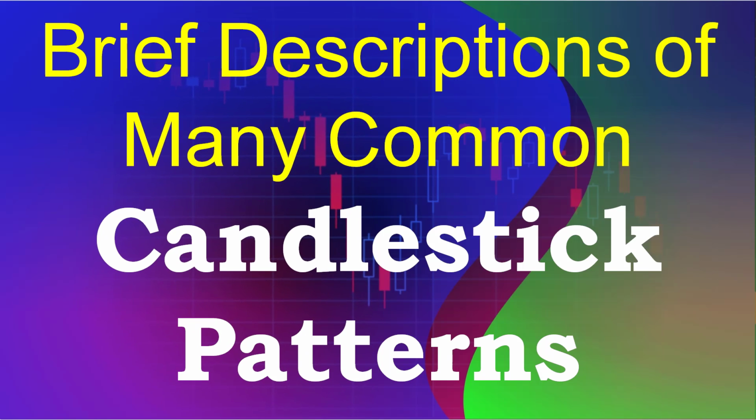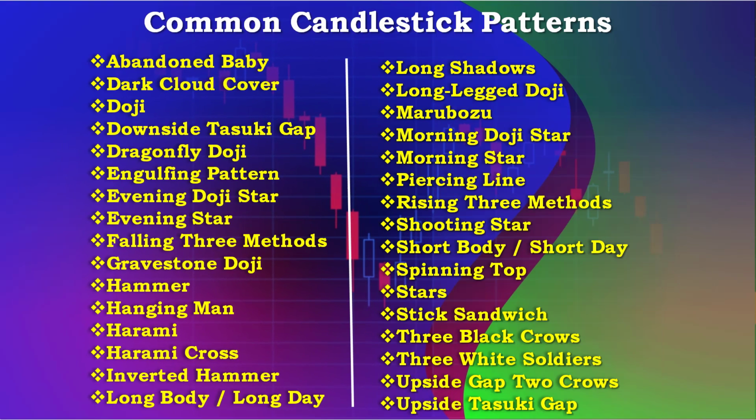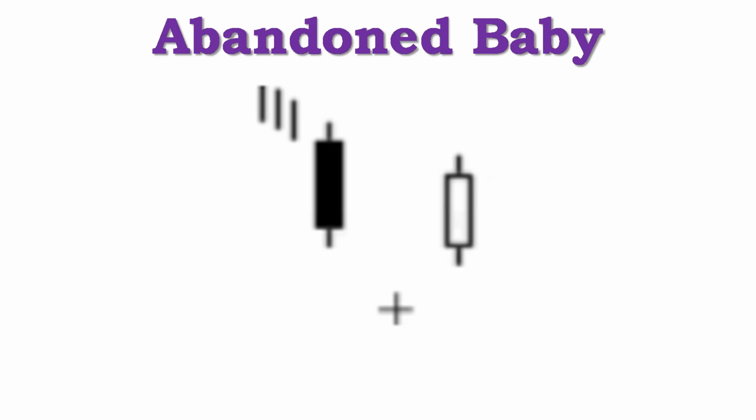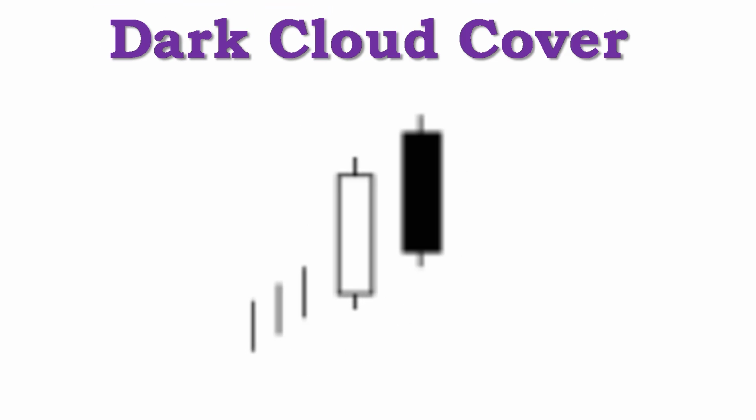Topic of this video is brief descriptions of many common candlestick patterns. Let's start. First candlestick pattern, abandoned baby. A rare reversal pattern characterized by a gap followed by a doji, which is then followed by another gap in the opposite direction. The shadows on the doji must completely gap below or above the shadows of the first and third day.